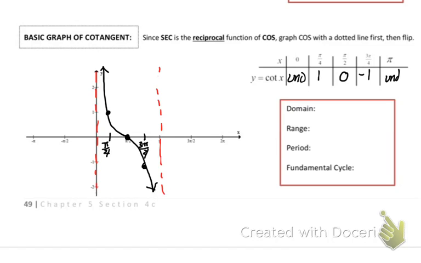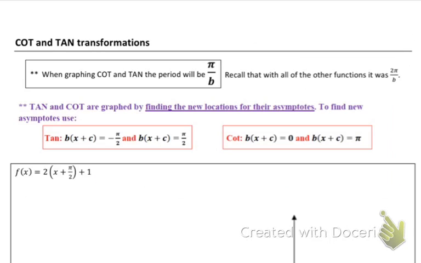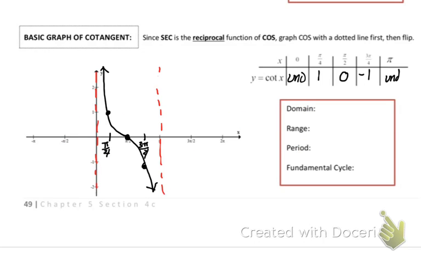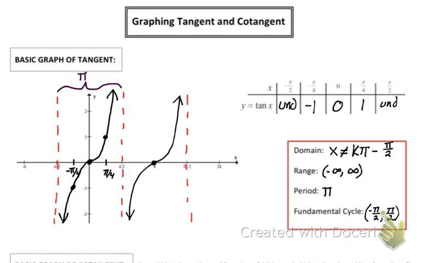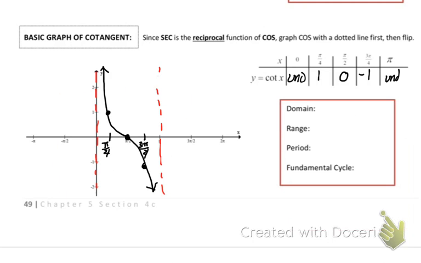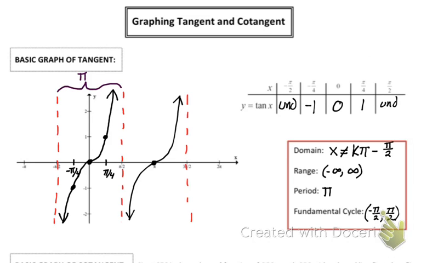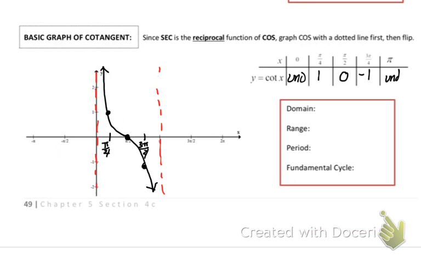So I find that the hardest thing that students have is keeping straight which one's cotangent and which one's tangent. All right, so tomorrow or Monday, if you take a quiz on this, make sure you know the difference between tangent and cotangent. Tangent is always going up. Cotangent is always going down. Tangent goes to the origin. Cotangent goes to the pi over 2. Okay? You got to keep those two straight.